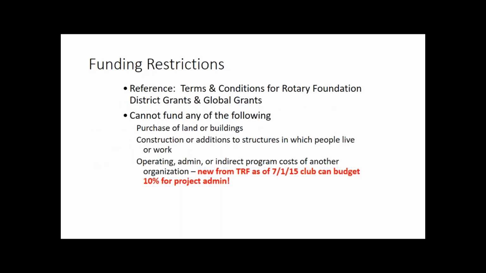Okay, funding restrictions again. Right? Terms and conditions are available. We cannot fund any of the following. We can't fund purchase of land or building, the purchase of construction or additions to structures in which people live or work, operated admin or indirect program costs of another organization. We can budget for project admin, and we can budget for simple schools and low-cost housing. But those criteria are brand new, and they will be on the website. We're getting them all posted so that you can understand what that's all about.